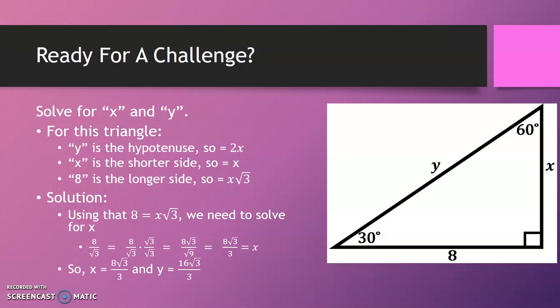In order to solve for y, we need to take 2 times my x portion. So you only take 2 times the 8 on the top, nothing else. And you get 16 square root of 3 over 3.